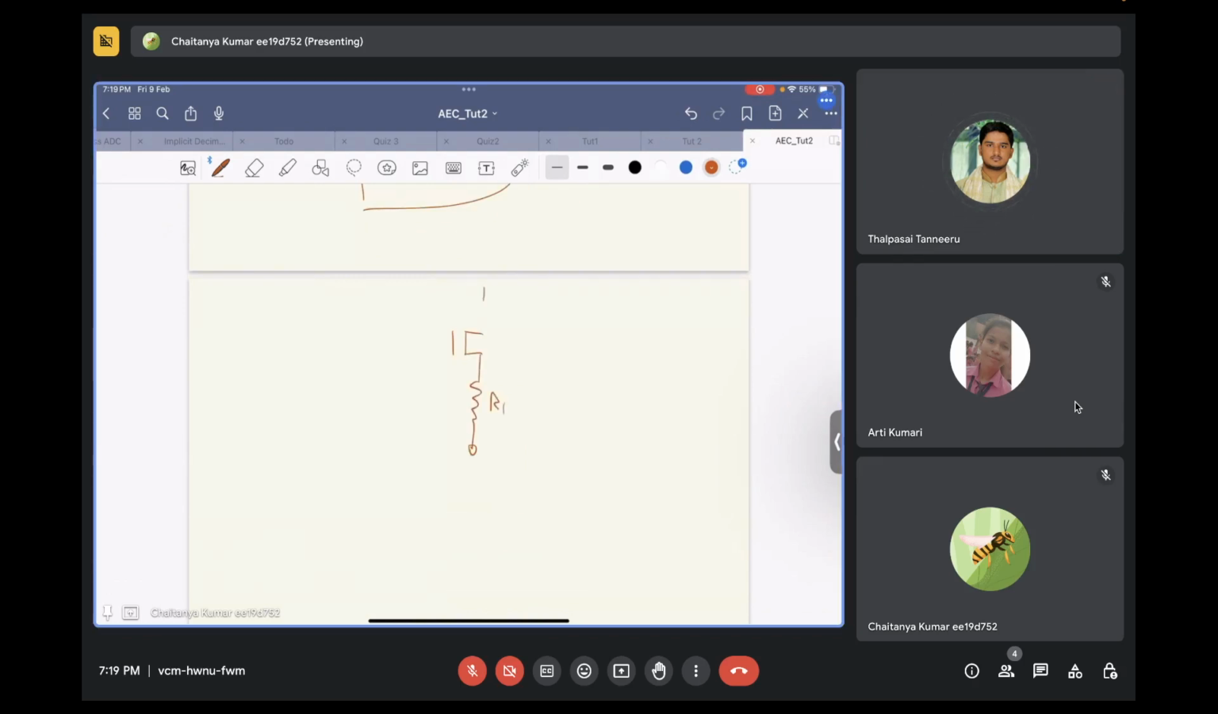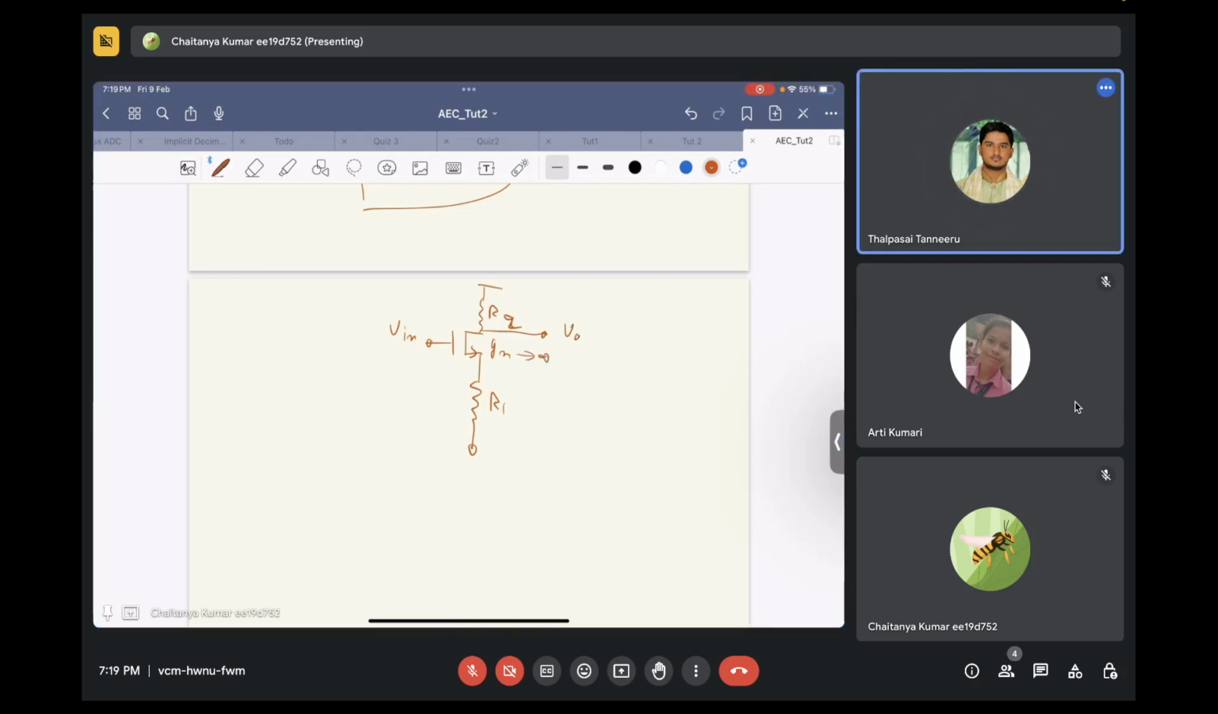Okay, this is R1, this is R2, and here I apply the input Vin. Now, let's say I am asking what will be the output voltage if gm tends to infinity. First of all, if there is any question where it's asked gm is tending to infinity, most likely that particular circuit will have negative feedback in it.